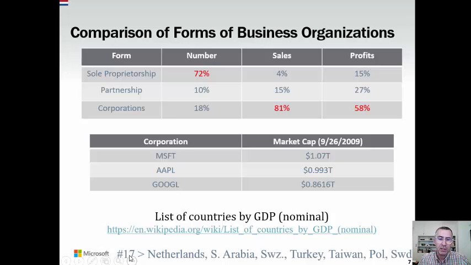Microsoft's economy is greater than the Netherlands, Saudi Arabia, Switzerland, Turkey, Taiwan, Poland, Sweden. This is the sequence in terms of number 17, 18, 19, 20, etc. So out of almost 200 countries on the planet, Microsoft, if it were a country, would rank as the 17th economic power in the world when looking at the market capitalization rate. Maybe that helps understand why those numbers are ginormous, right? Corporations and sales and profits.